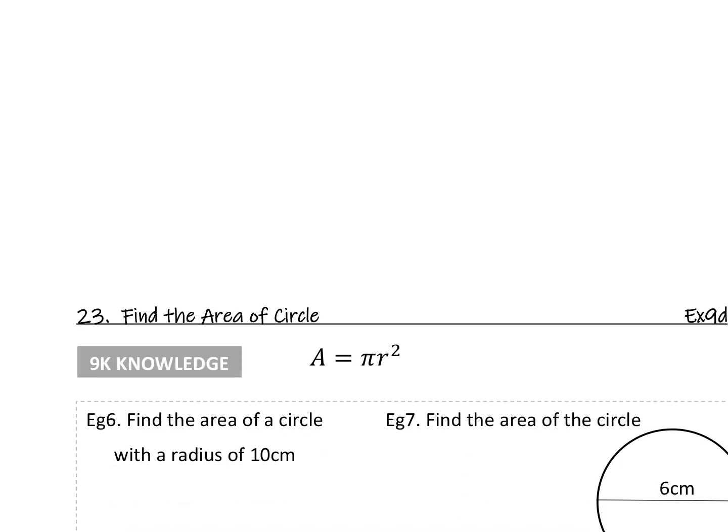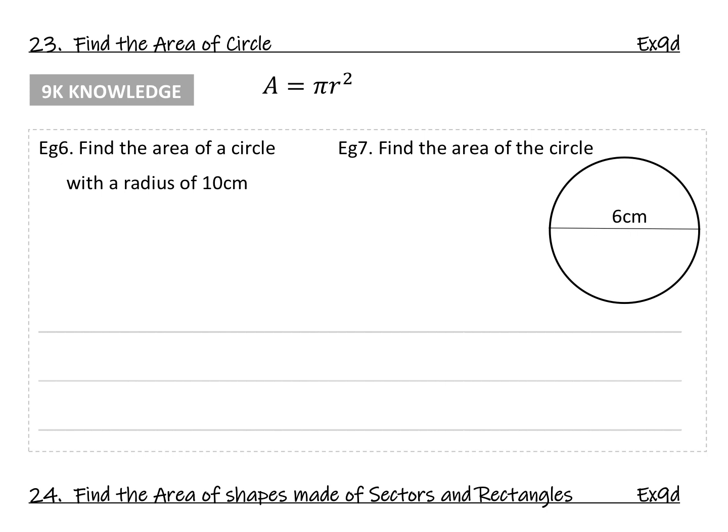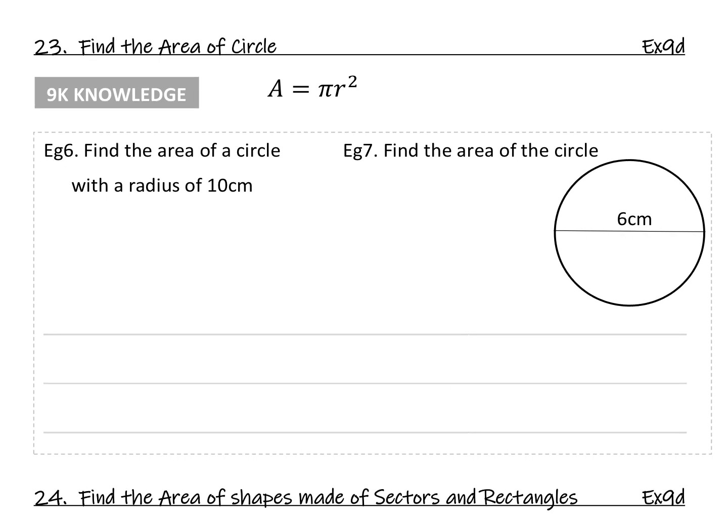Finding the area of a circle. Pause the video and write down the formula to find the area of a circle. So, to find the area of a circle, you need to use the formula A equals pi r squared. The area of the circle equals pi multiplied by the radius squared.